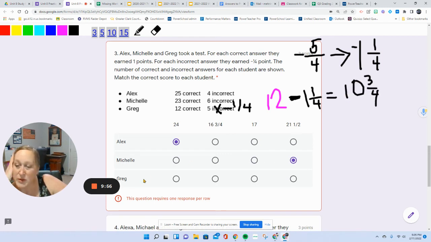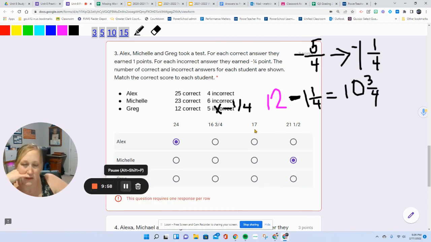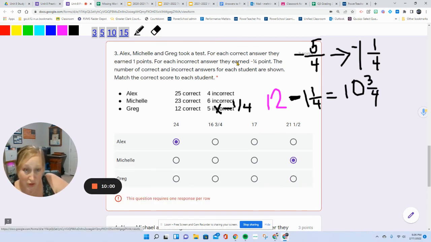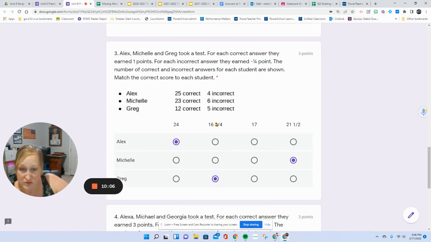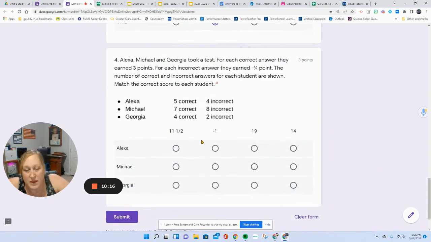So I'm going to edit this real quick. Okay, so you guys, when you get to this, this will be the answer for Greg, because this right here will say 10 3/4. So please make sure that you make note that that will be edited for yours. Okay, our last one. Oh, we only have one with the fraction.